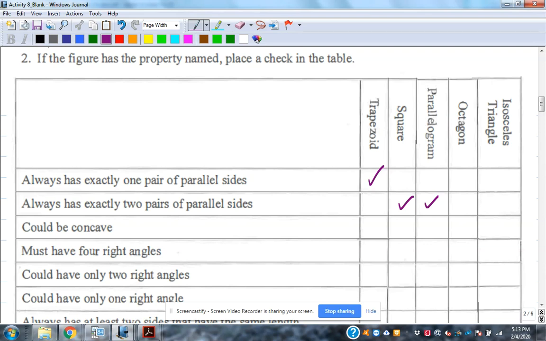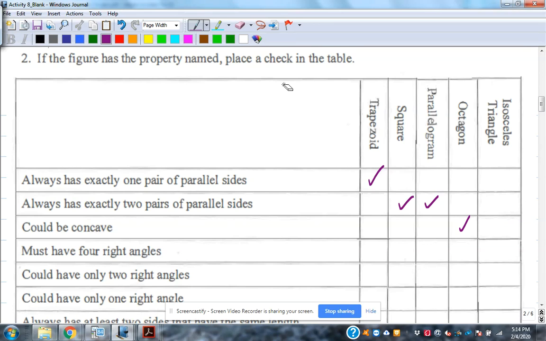Parallelogram, could it be concave? Is there any way that you could bend that around and make it cave in? No. What about an octagon? Just got to have 8 sides, right? I could draw an octagon. 4, 5, 6, 7, 8. There's a concave octagon. It's got 8 sides. An isosceles triangle definitely cannot be concave.